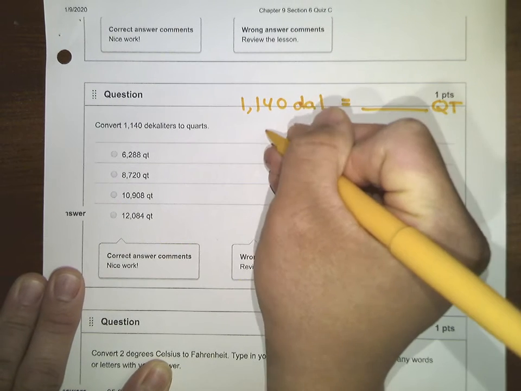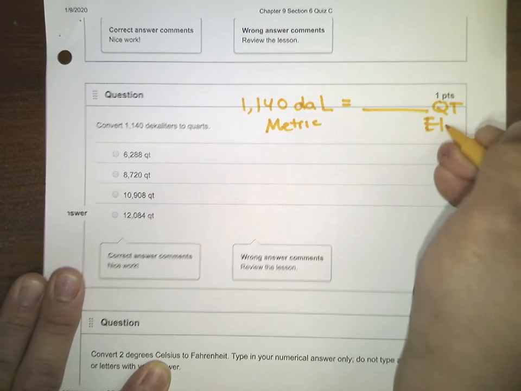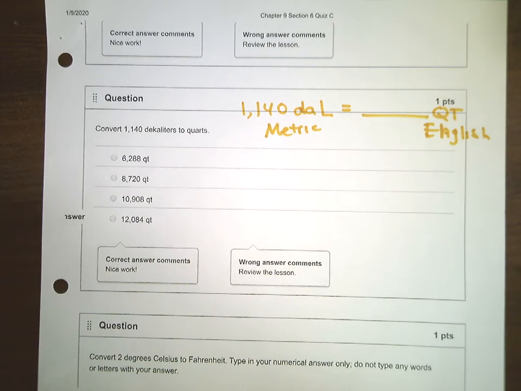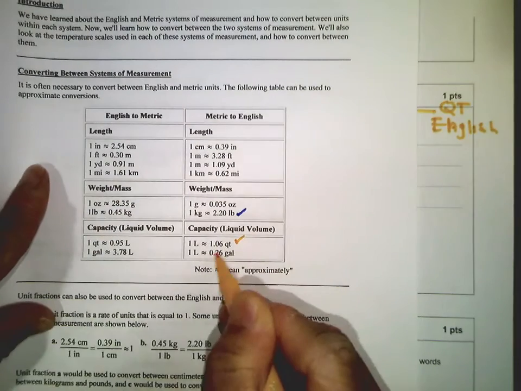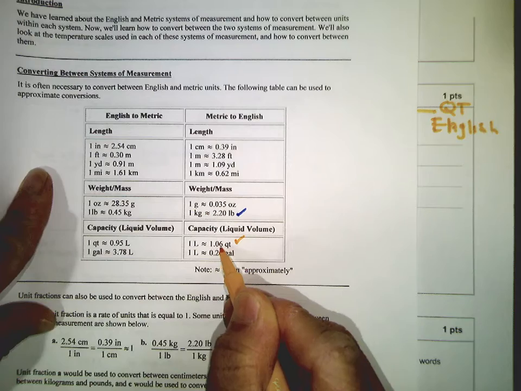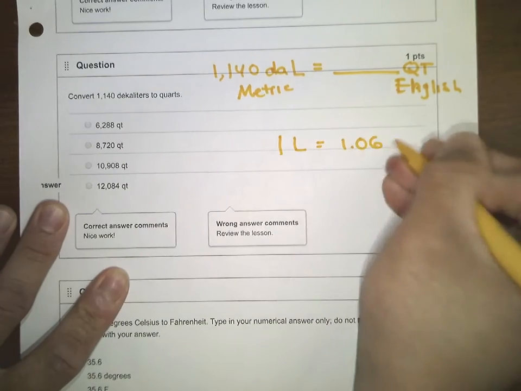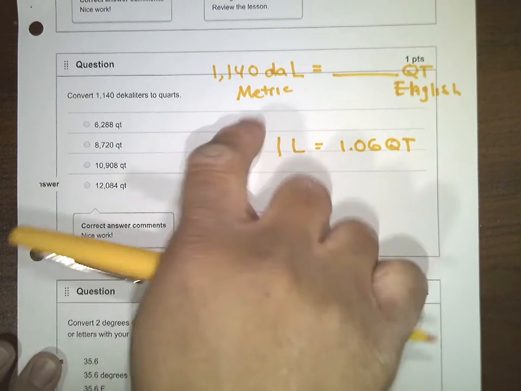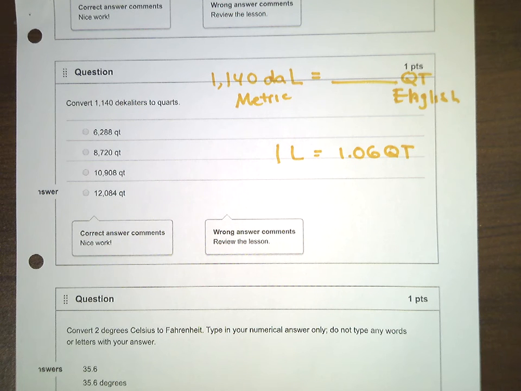So remember, deciliters are in the metric system and quarts are in the English system. So we want something that is metric to English. And if I look for which one is quarts, I say 1 liter is about 1.06 quarts. But then I see that I am going to need to convert the 1,140 deciliters to liters first.